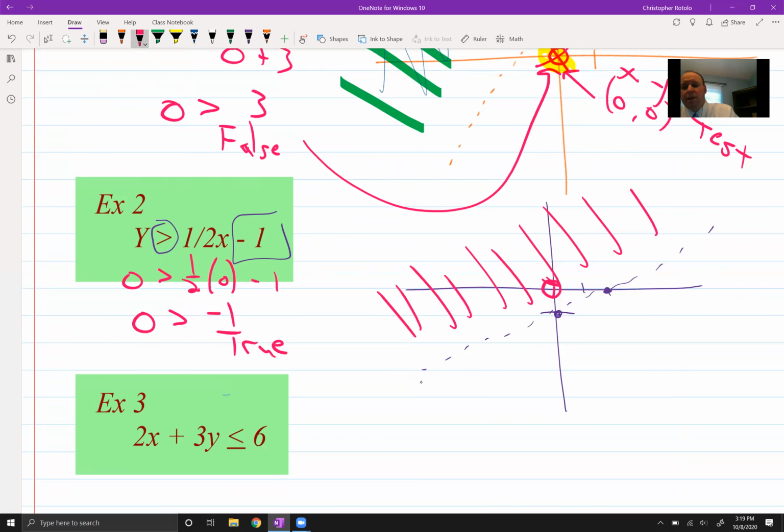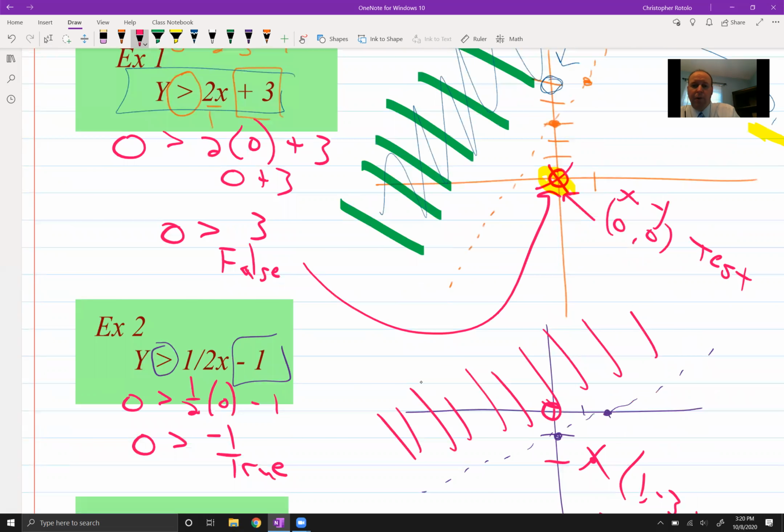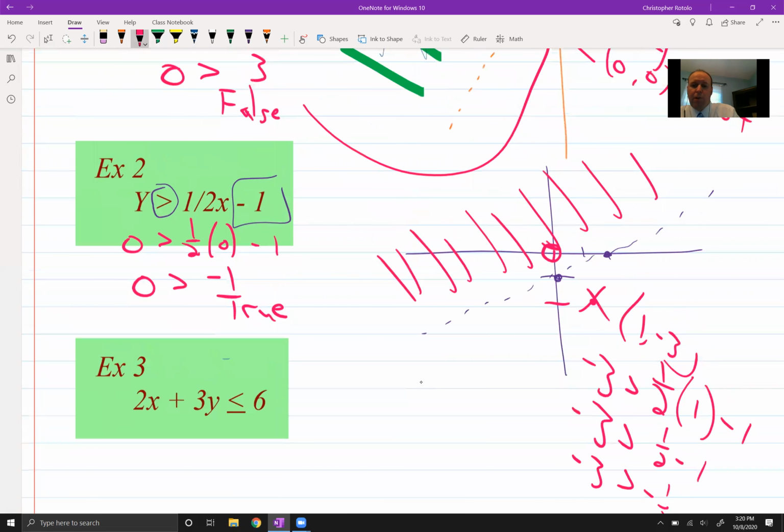Right, if you don't believe me, you're going to take another point somewhere out here. So maybe 1, -3. Plug it in here. Okay, so is -3 greater than 1/2 times 1 minus 1? Is -3 greater than 1/2 minus 1? Is -3 greater than -1/2? No, that's false. Right, so that's kind of the proof in the pudding there. Again, if you understand what I'm saying about being on the true side and shading that side, then go with it, right? So if it was false, we went to the other side. If it's true, we're going to stay on that side.